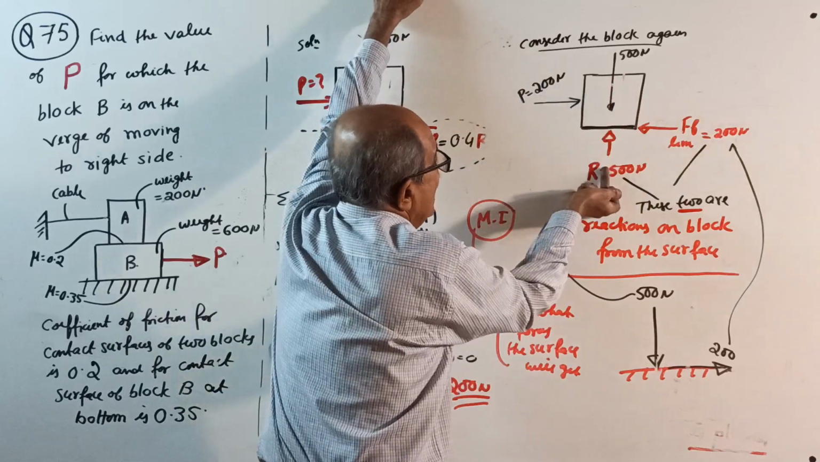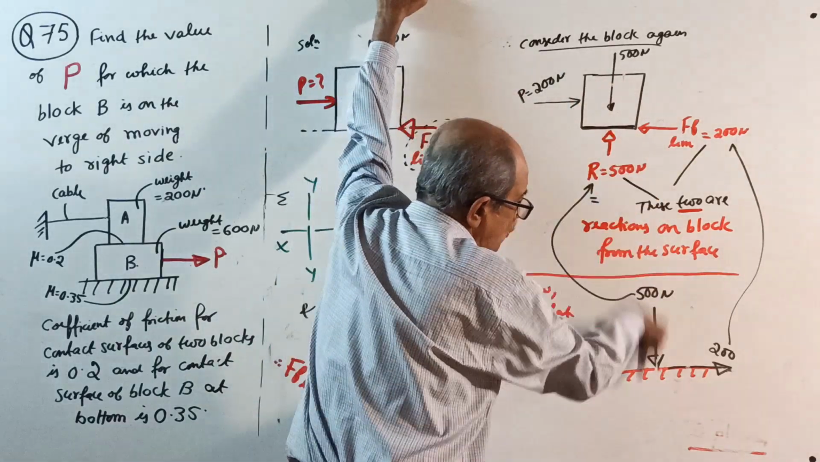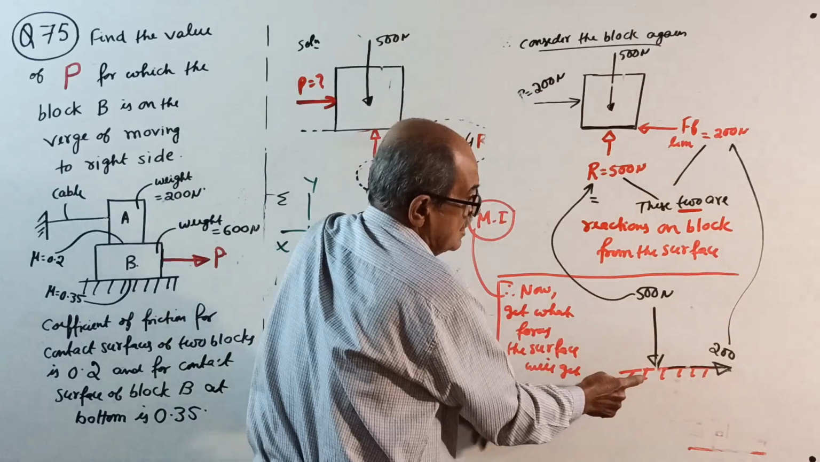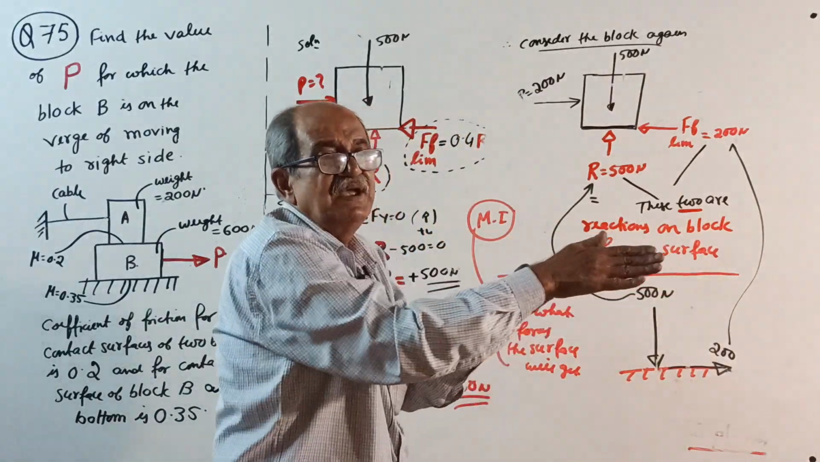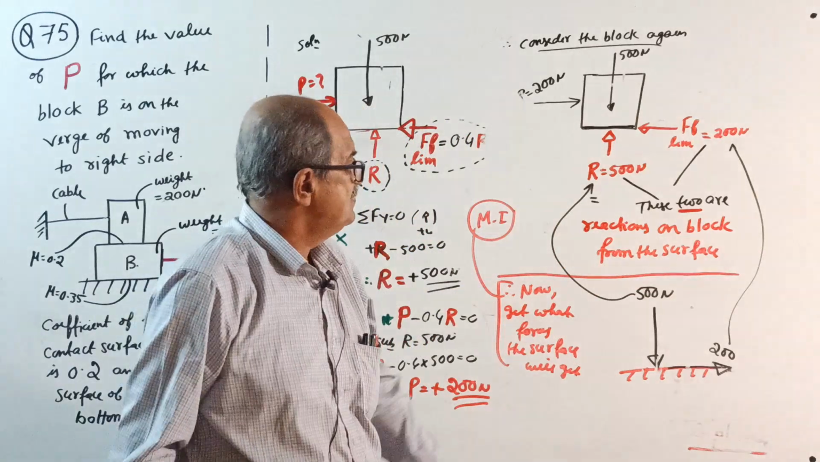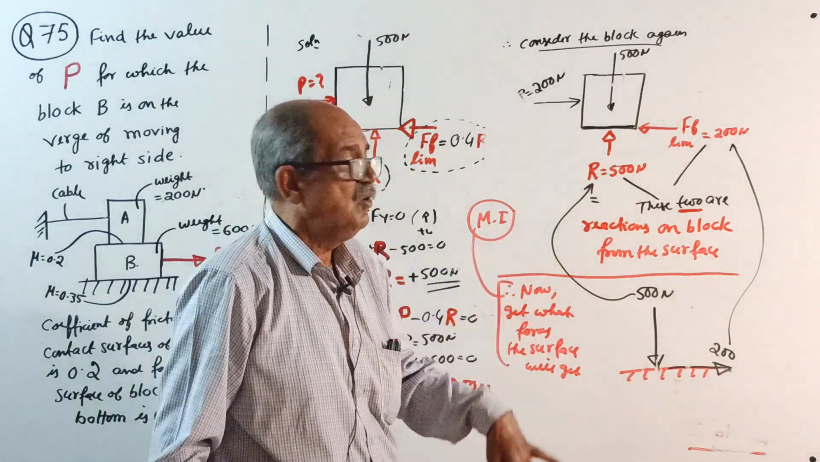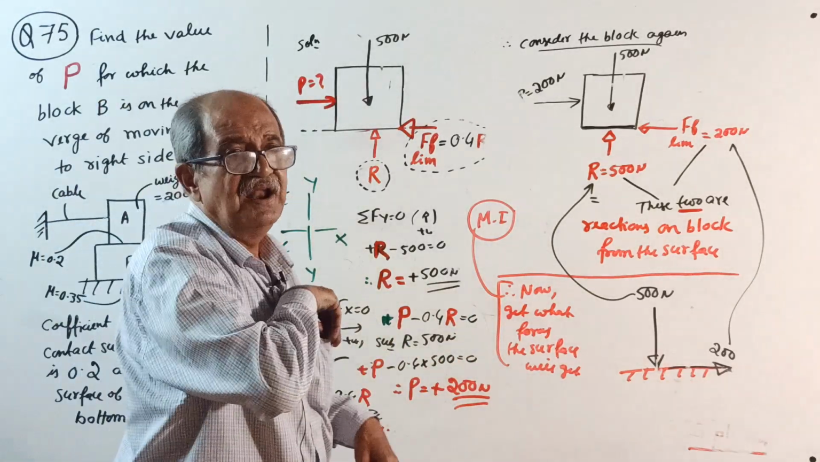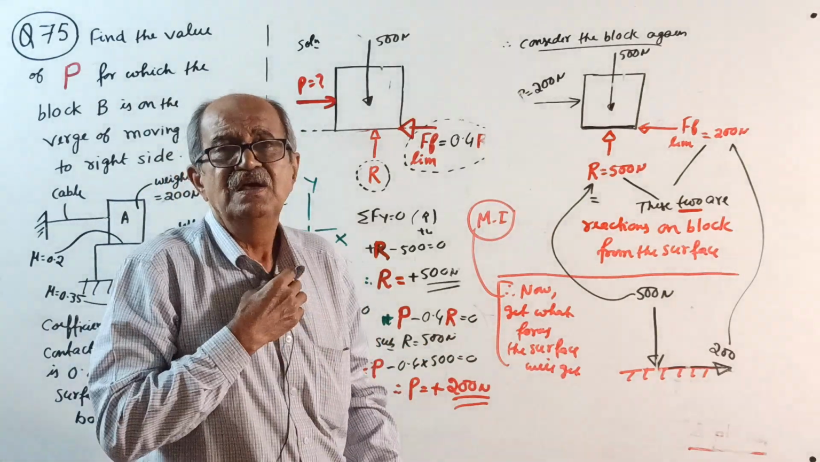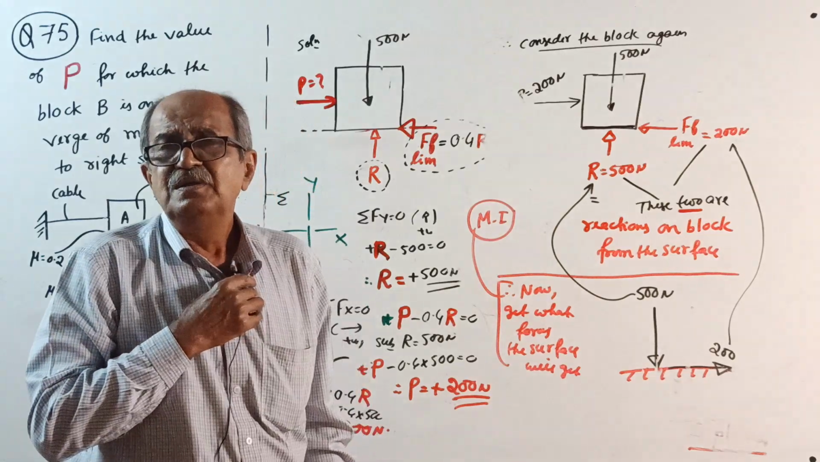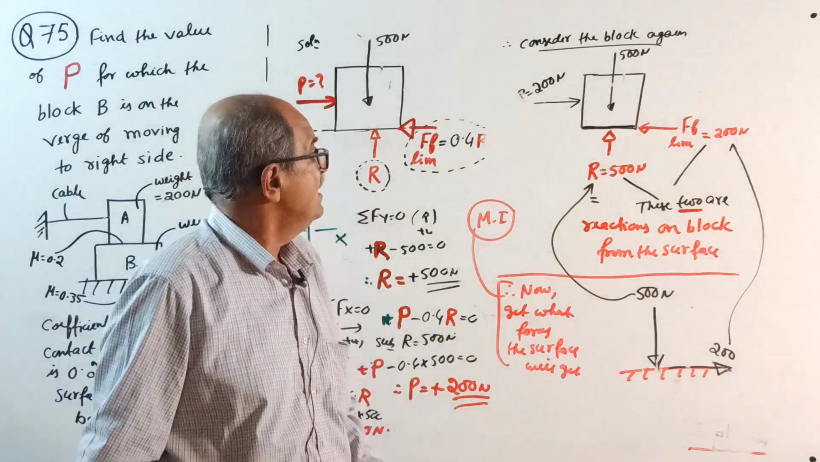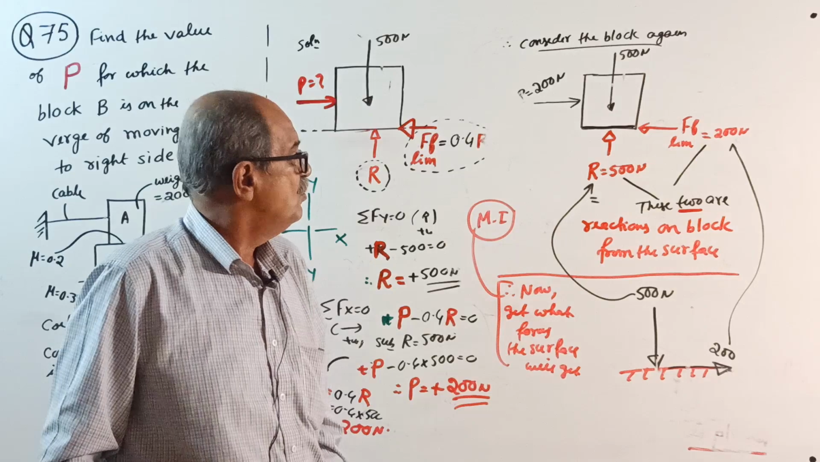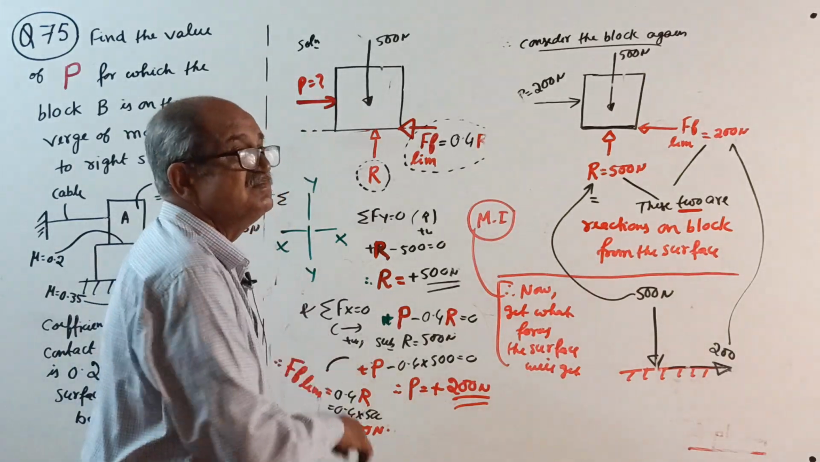Same way, be careful. If the reaction is up 500 for the block, the surface gets down 500. If the friction on the block is left 500, the surface is getting right 500. This is the important concept you have to remember. Okay, now sufficient. I will come to this question now and solve. Already too much time has been taken for explanation, but go through it thoroughly. Show me one place where this much explanation is given.